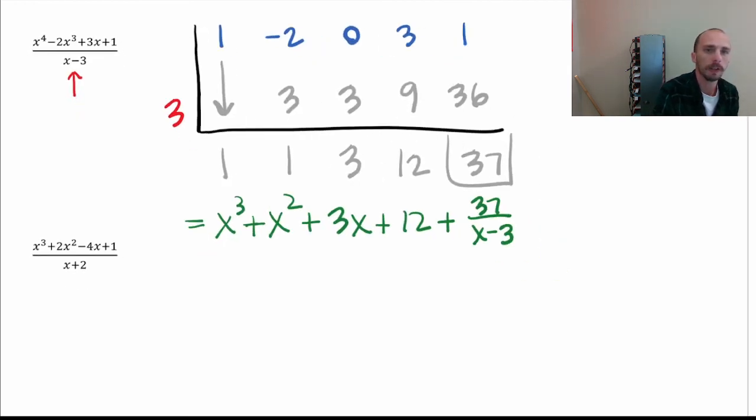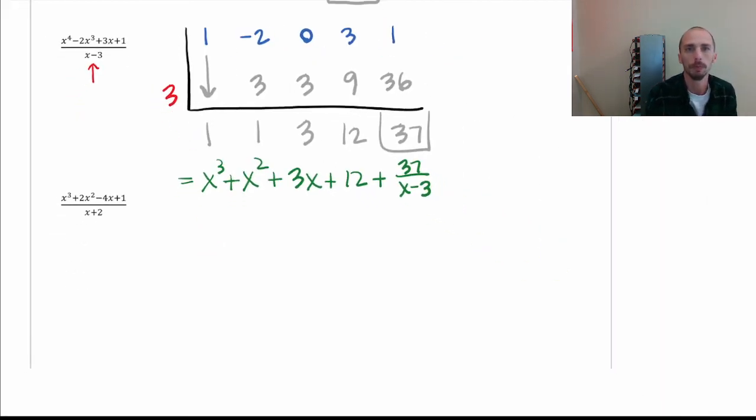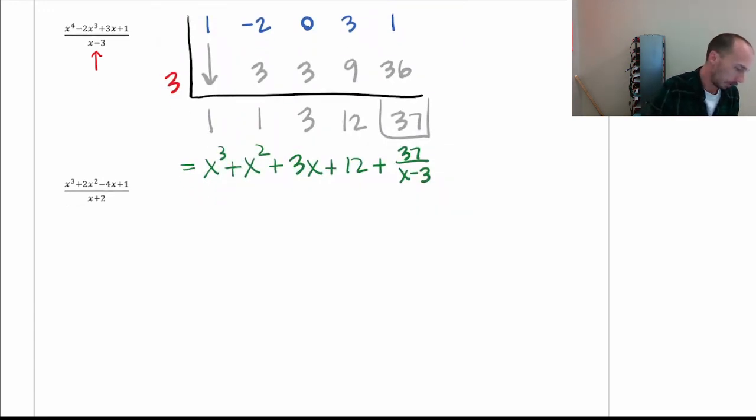Now I think you should try this on your own and see if you know what you're doing. You're going to divide x to the 3 plus 2x squared minus 4x plus 1 by x plus 2. What I'm going to point out to you, though, is to be careful there. We're going to put negative 2 on the outside of the structure. So try it on your own with the video paused, and then check your work against mine, which is going to pop up in just a few seconds.